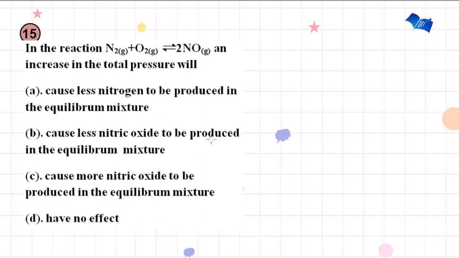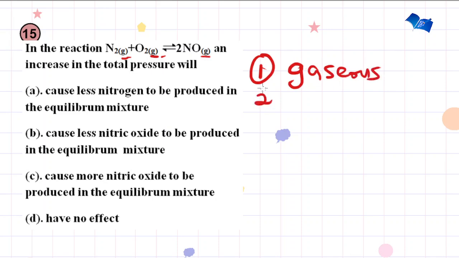Next question. We have a reaction between nitrogen and oxygen to give us an oxide of nitrogen. An increase in the total pressure will. Now you have to note that according to Le Chatelier's principle, pressure is one of the factors that affects a system in equilibrium. And there are conditions for pressure to affect this system in equilibrium. The reactants and also the products, so the species involved, must be gases. So you can say they are gaseous. And secondly, the number of moles must not be equal. That's the number of moles for the reactants must not be equal to that of the product.